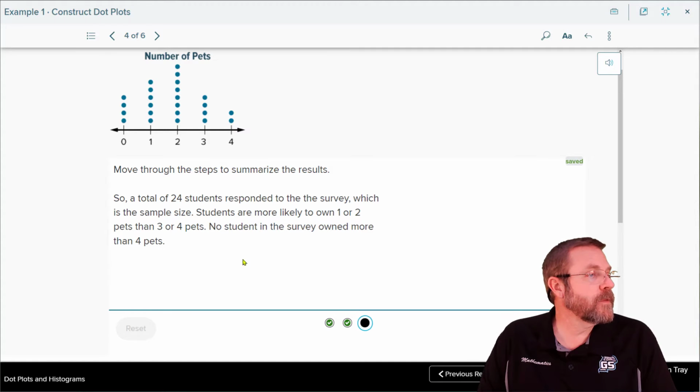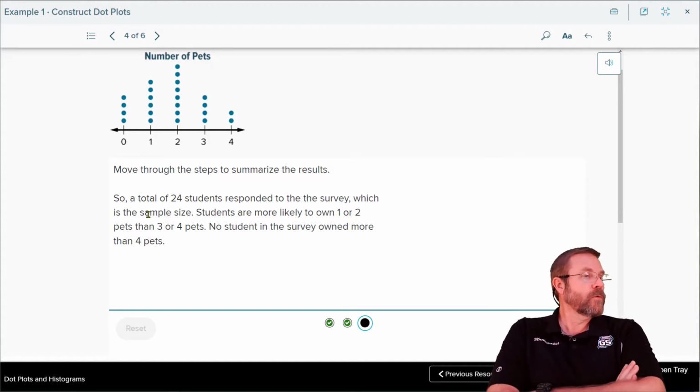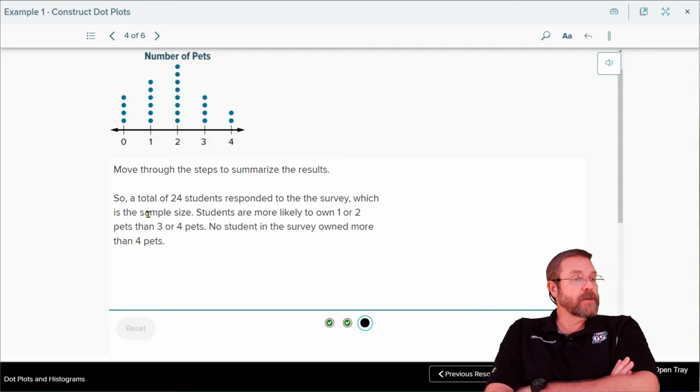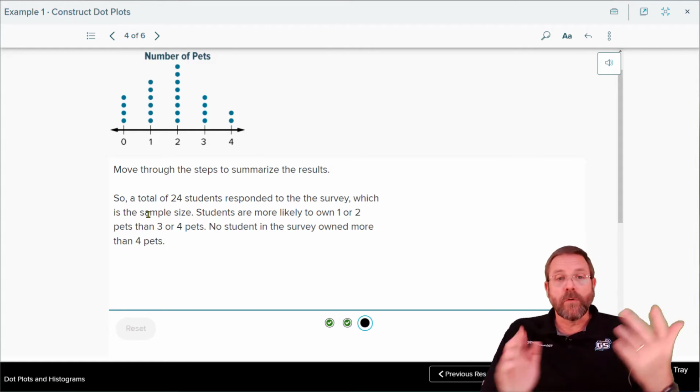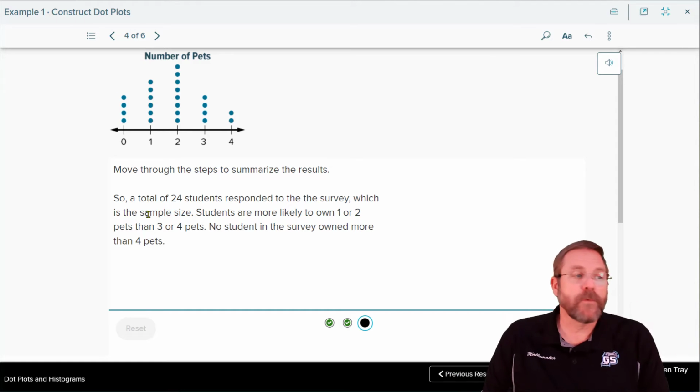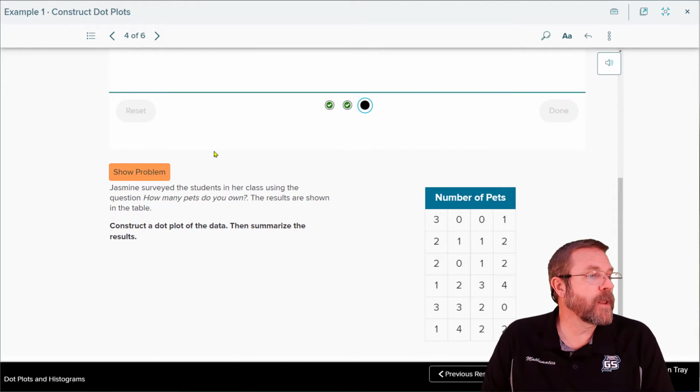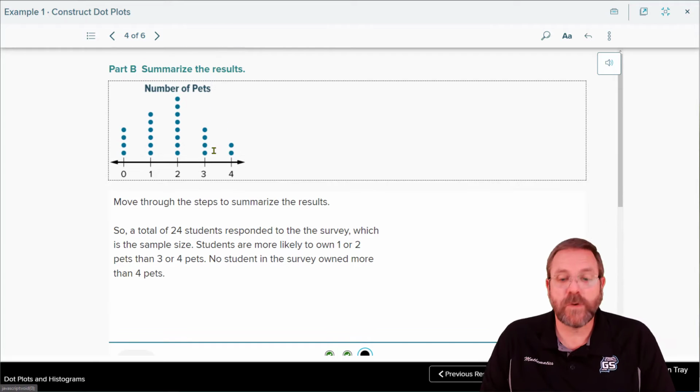And then finally, it says here the total of 24 students responded to the survey, which is going to be your sample size, fancy vocab term, sample size there. Students are more likely to own 1 or 2 pets than they are to own 3 or 4 pets, and no student owned more than 4 pets. Right there, we have looked at all the data we have and summarized what the data actually means.